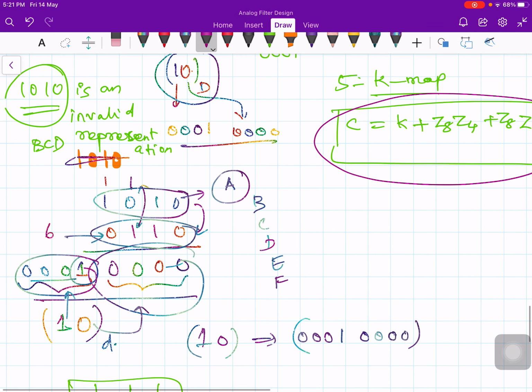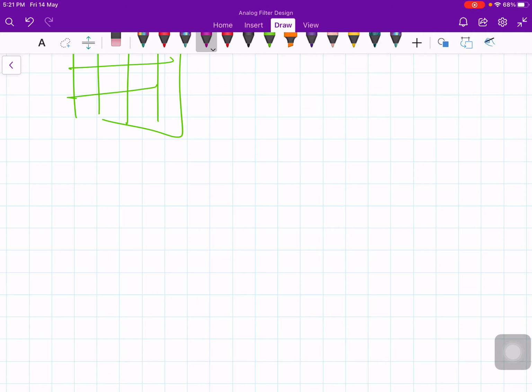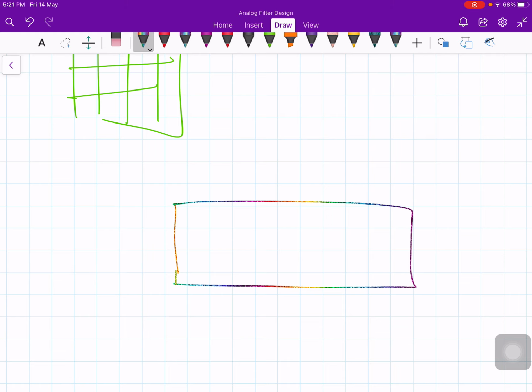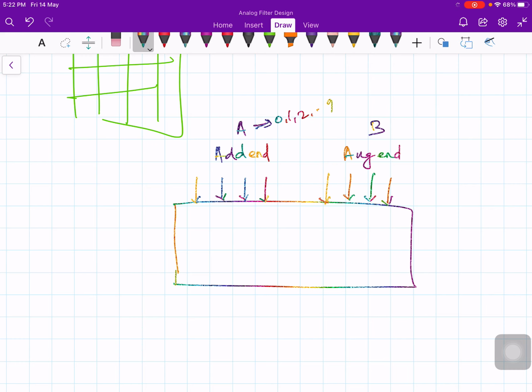So let me take a BCD adder, binary coded decimal number adder. Let me take the addend here. For addend I need 4 inputs, let's say number A, and then I have augend here, again 4 inputs, let me say the number B. This A can be any number, 0 1 2 up to 9, and this B also can be any number, 0 1 2 up to 9, and the previous carry in. So this is a 4-bit binary adder.